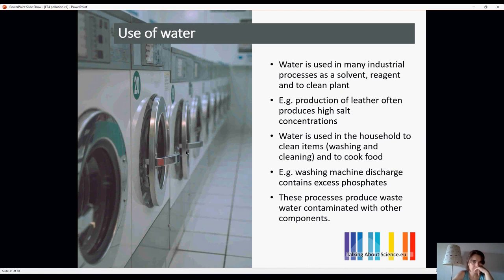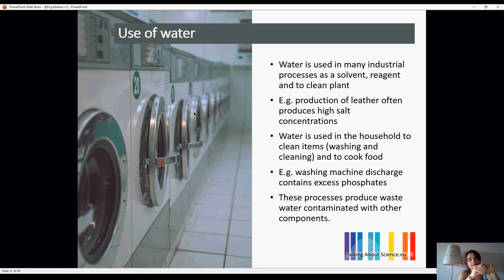Okay, so we're using water to clean stuff. We've got some washing machines here. This is not the type of washing machine you have in your house, but of course you put soaps in your washing machines, and you may use softeners, you may use a whole range of products to help you clean your clothes, but also keep the washing machine healthy, let's say.